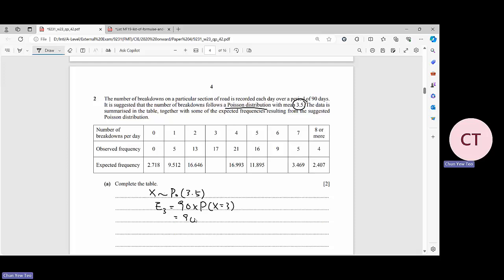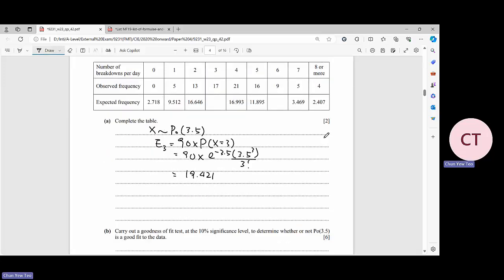So it will be 90 multiplied by e to the power of negative 3.5, times 3.5 to the power 3 divided by 3 factorial. Press the calculator, you will get the answer as 19.421. So you can see that all the values here are in 3 decimal places, so my answer also will follow 3 decimal places.